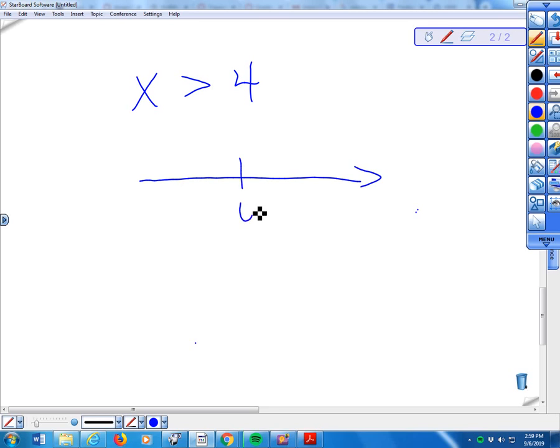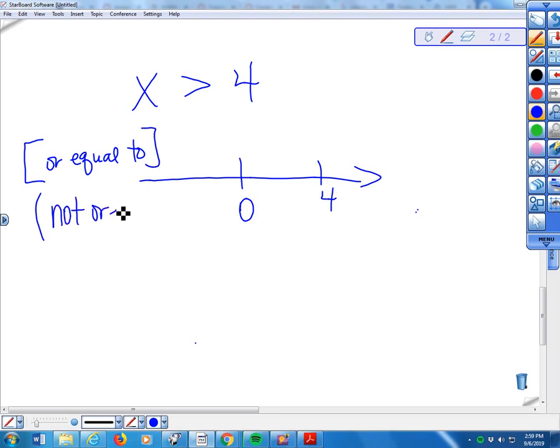Call that 0, 4 is somewhere here. Interval notation, we use brackets if it's or equal to. Like if I put a line under here. We use parentheses if it's not or equal to. That's not the most precise definition, but something that's in words you understand.